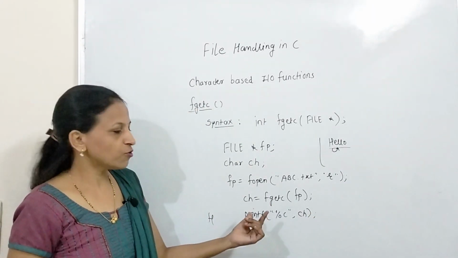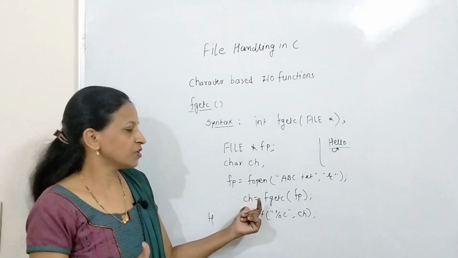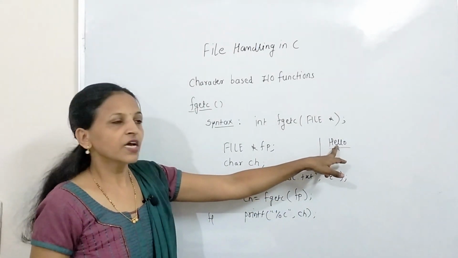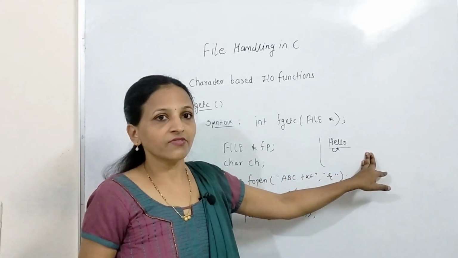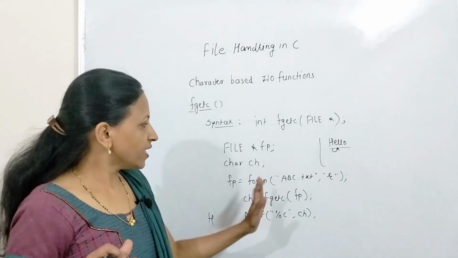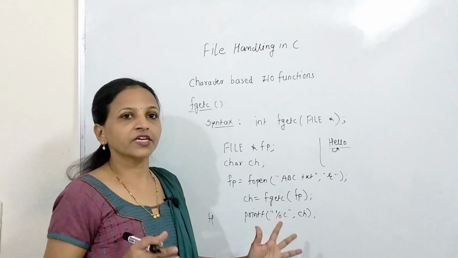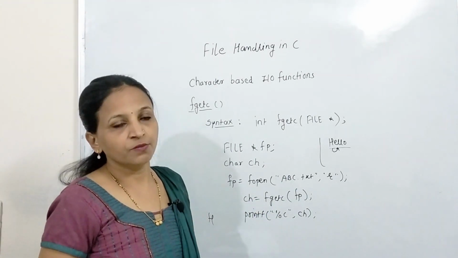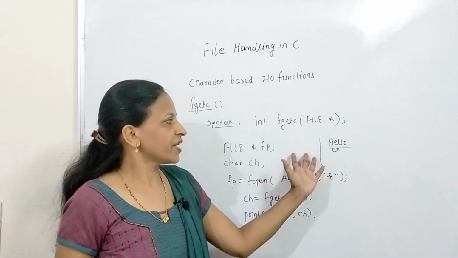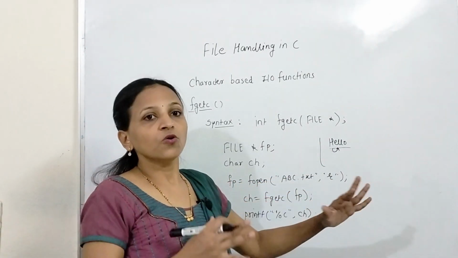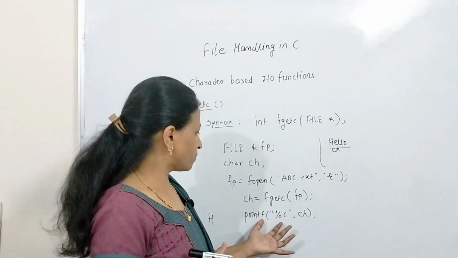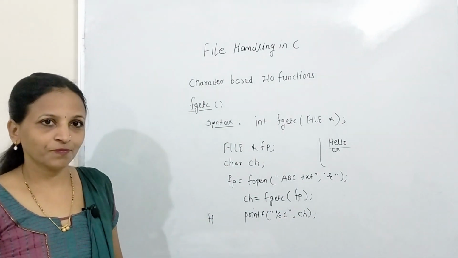Now again, suppose we do the same task, ch equals fgetc fp, then we will get the e character, again l, o, and at the end there is always the EOF character. At the end, the fgetc function will return EOF. Until we get that EOF character, we can keep reading from the file, so that we get the whole file displayed onto the output screen.